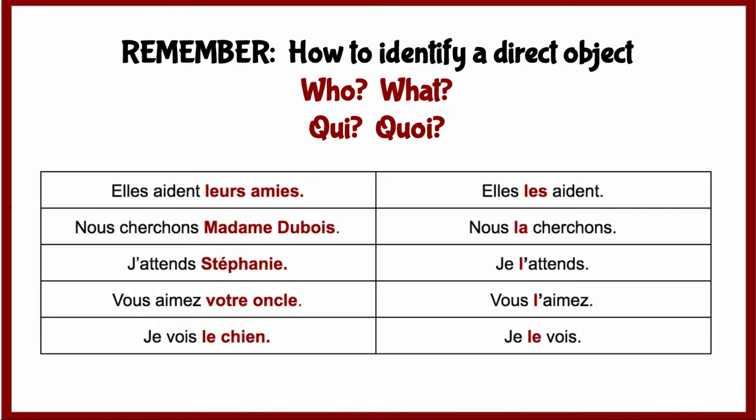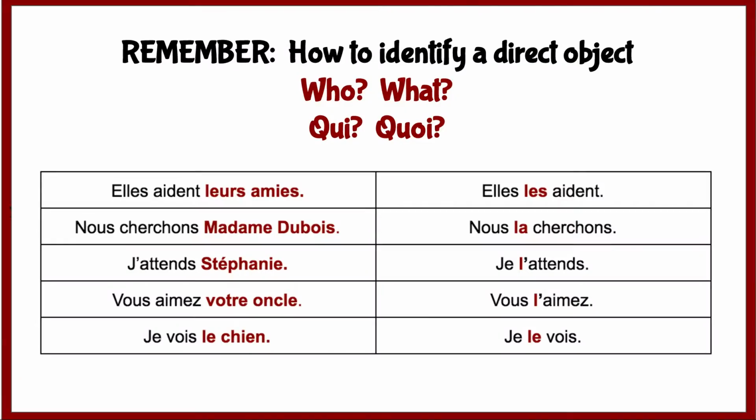Nous cherchons Madame Dubois. Nous la cherchons. We're looking for Madame Dubois. Now notice in French we don't say nous cherchons pour Madame Dubois, right? That's included in the verb chercher. Same thing for j'attends. J'attends Stéphanie means I'm waiting for Stephanie. There's no pour in there. Je l'attends. Vous aimez votre oncle. You love your uncle. Who do you love? Direct object, uncle. Vous l'aimez. Or, je vois le chien. I see the dog. Je le vois.